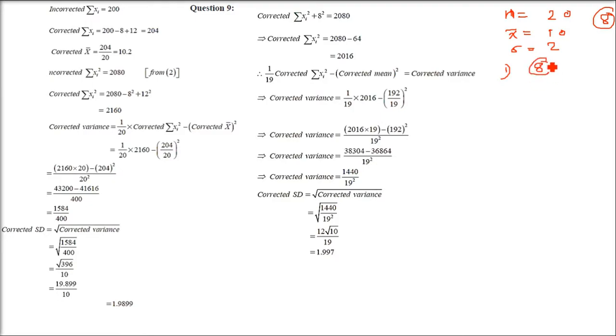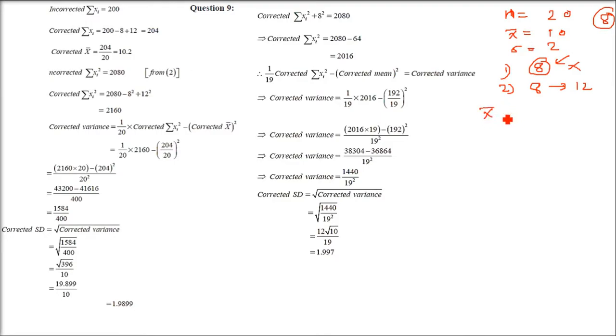Meaning 8, whichever was the mistake, we will just ignore it. The number of observations will be 19 then. We'll remove this 8. The second one is if we replace 8 by 12. 8 is the incorrect one and 12 is the correct one.